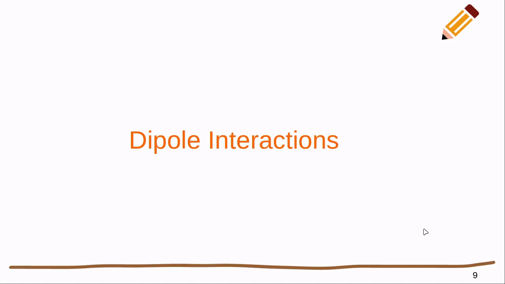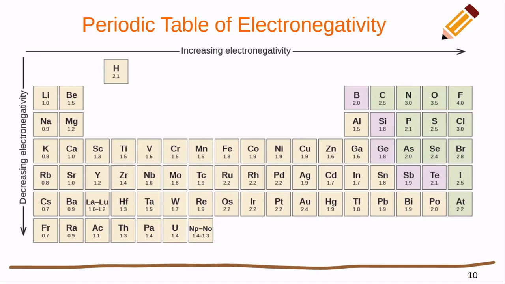Okay, let's talk now about dipole interactions. The first thing I want to do is give you a little bit of a review here. We learned in Gen Chem 1 that there is a property called electronegativity. Electronegativity is the tendency for an atom to draw electrons towards itself. We also learned that the lowest electronegativity is going to be seen in the bottom left of the periodic table.